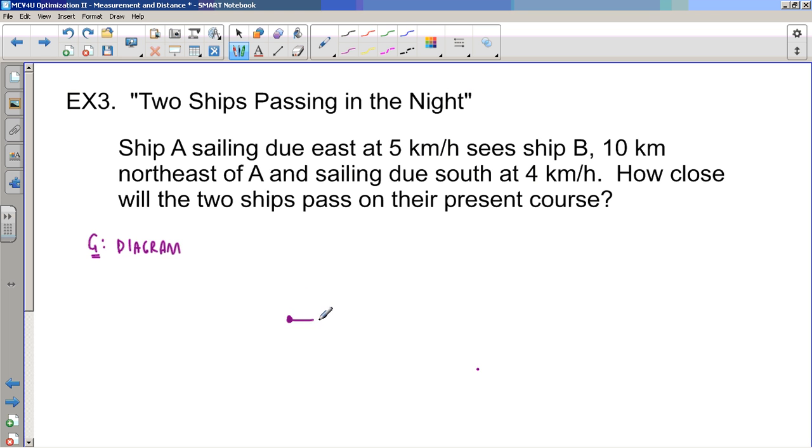So we have ship A here going due east, and I'm making this a tiny little arrow to show that this is a speed we're talking about, at 5 kilometers per hour, due east. And then ship B is 10 kilometers northeast. So northeast over here, ship B is over here, and it's sailing south at 4 kilometers per hour. It looks like they might crash, right? They won't. This one will sort of pass in front because it's moving faster and they're at equal angles.